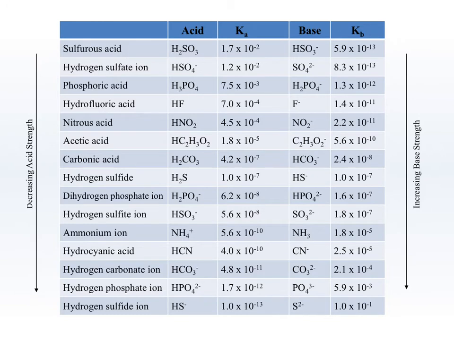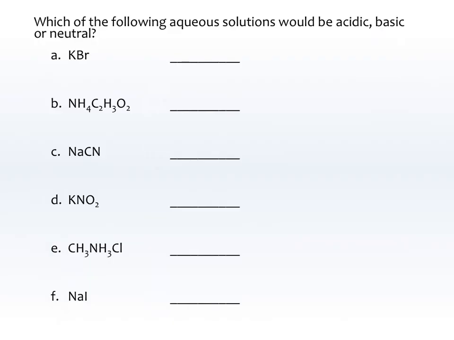So I just wanted to show you this chart and where I got those numbers from. The Ka for NH4 plus is 5.6 times 10 to the negative 10. The Kb for CN minus is 2.5 times 10 to the negative 5. So since CN minus had a greater Kb than the Ka of NH4 plus, it was overall a base. Now let's identify without writing the whole reaction. Which of the following aqueous solutions would be acidic, basic, or neutral?